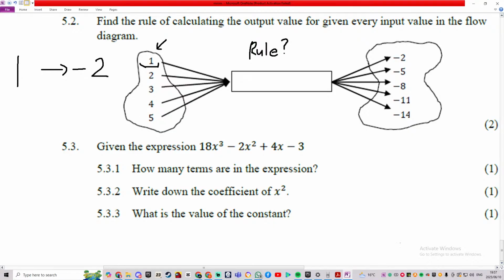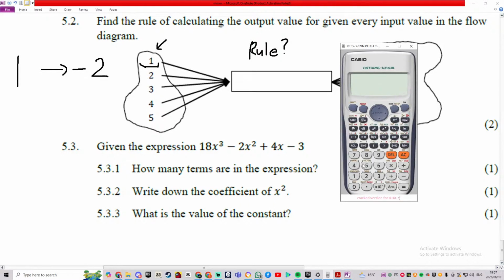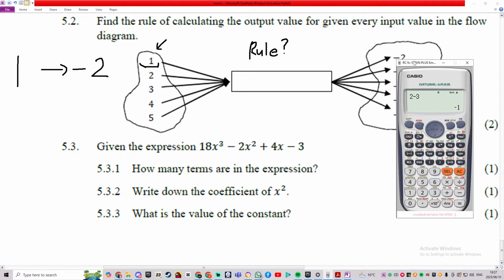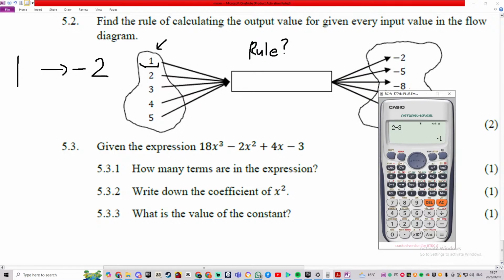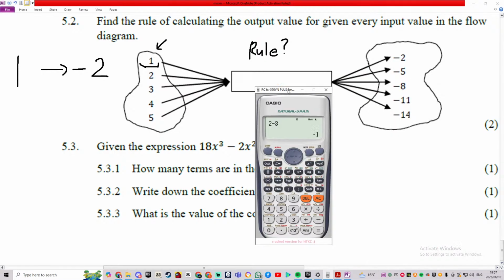So I go from 1 to minus 2. If I substitute 3, let me take out my calculator. So if I take 1 and I minus 3, I get minus 2. Do you see? If I have 2 and I minus 3, I get minus 1. But I'm supposed to get minus 5. So there's a problem. I need to go from minus 1 to minus 5.